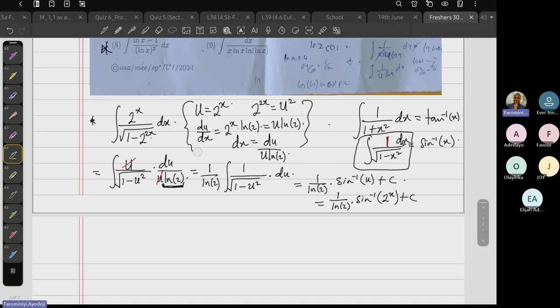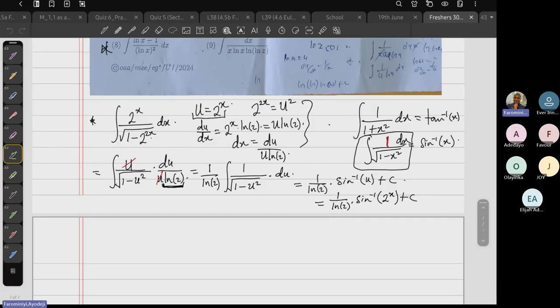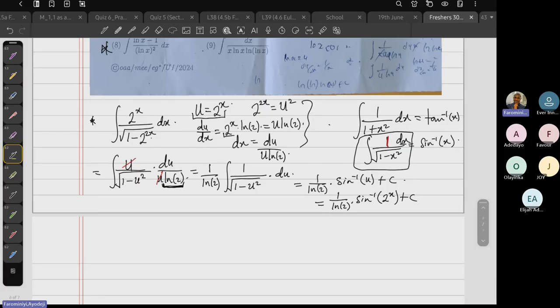Okay, so U is 2 to the power of x, that is clear, and its differentiation is 2 to the power of x natural log of 2, right? Then, because U is equal to 2 to the power of x, instead of saying 2 to the power of x natural log of 2, we are saying that is U ln 2.